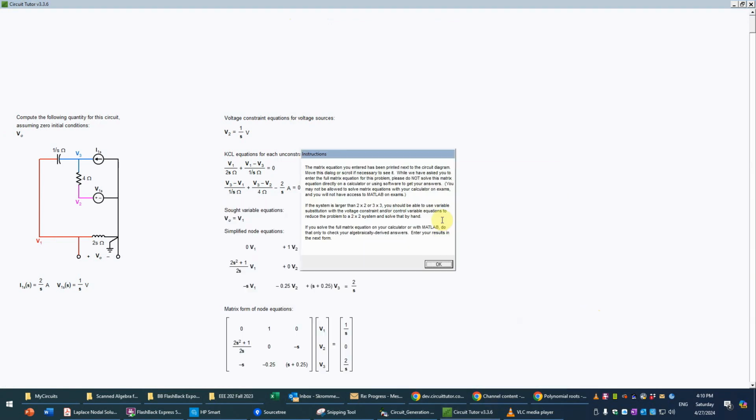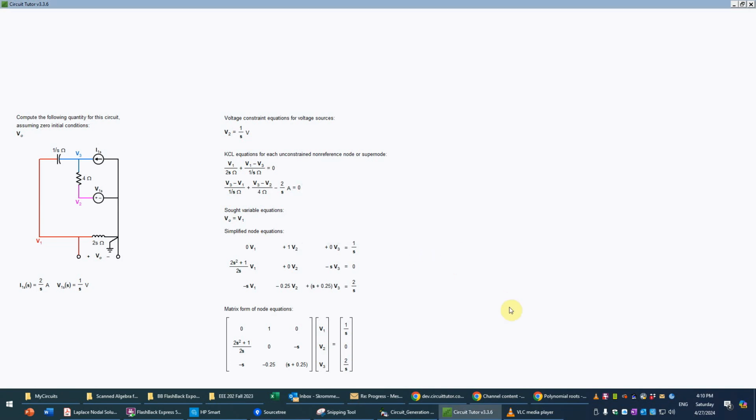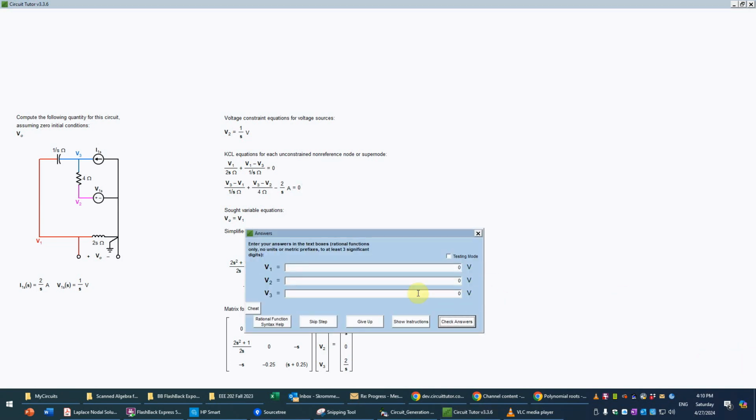And again, I don't really recommend working with matrices in these types of problems, but you have the option if you want to do that, as you did in the DC and AC cases. Okay, so it just gives you some instructions here. Asks you to keep your algebraic things for the record.